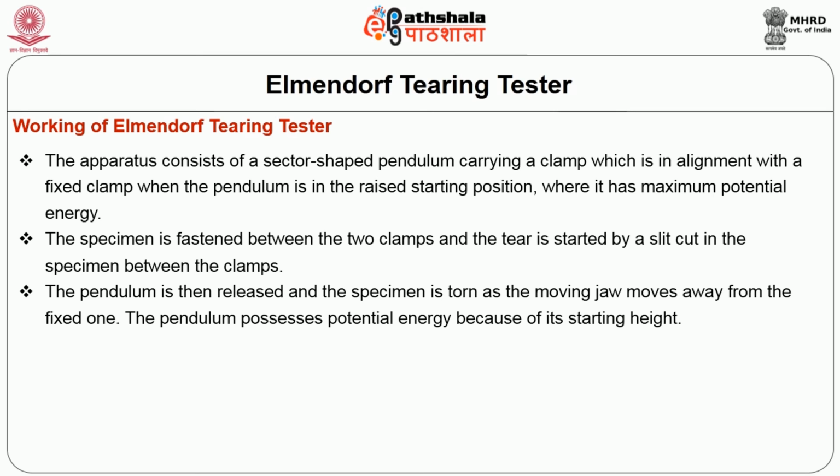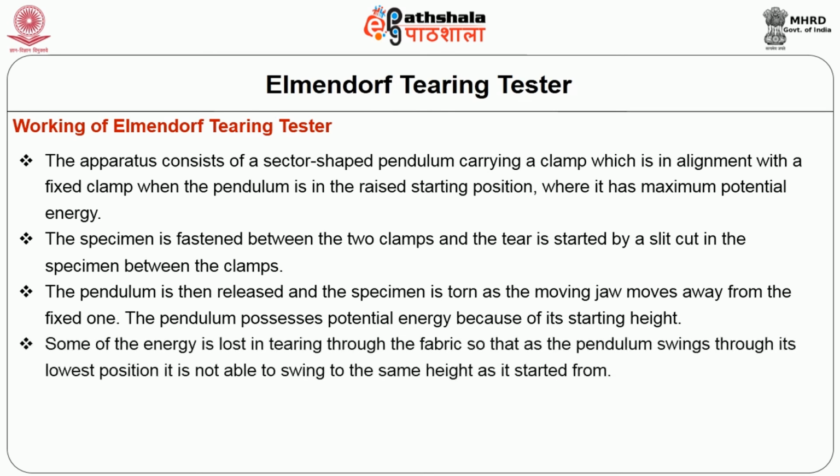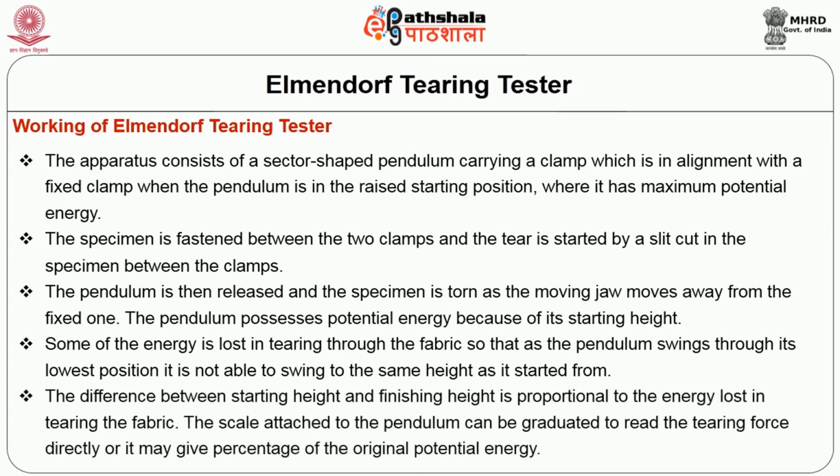The specimen is torn as the moving jaw moves away from the fixed one. The pendulum possesses a potential energy because of its starting height. Some of the energy is lost in tearing through the fabric, so that as the pendulum swings through the lowest position, it is not able to swing to the same height as it started from. The difference between the starting height and the finishing height is proportional to the energy lost in the tearing of the fabric. The scale attached to the pendulum can be graduated to read the tearing force directly, or it may give a percentage of original potential energy.